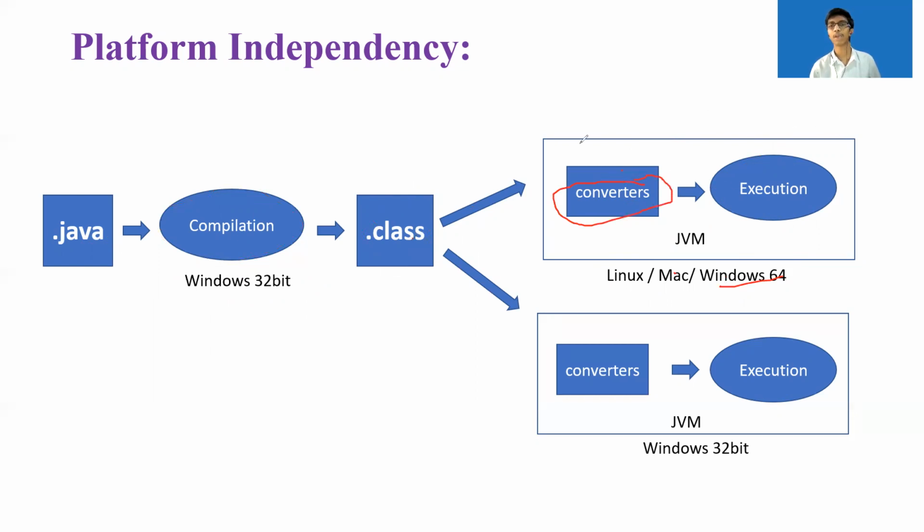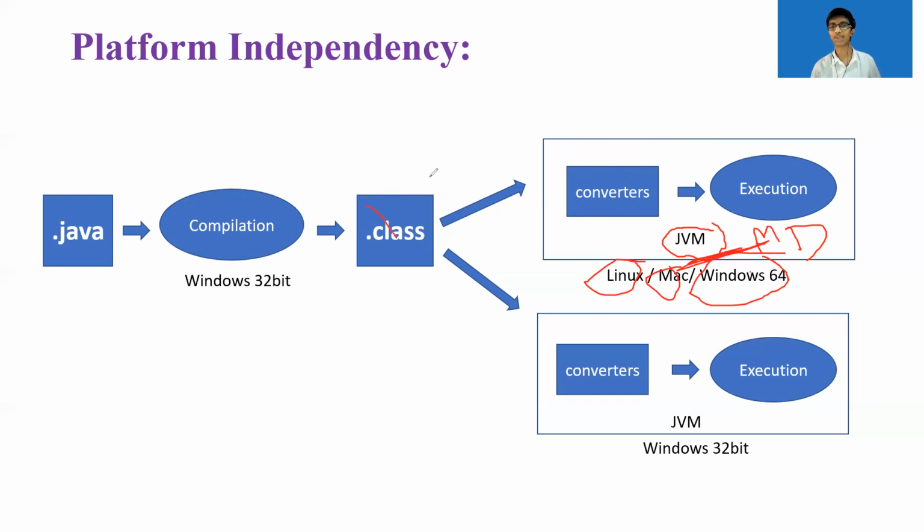So due to this JVM and these converters, the neutral code that you took is internally converted into the required machine code. That's why we can say that JVM is machine dependent, which means JVM is platform dependent. For Linux, you need to use the Linux JVM only. For Mac, you need to use the Mac JVM only. For Windows, you need to use the Windows JVM only.